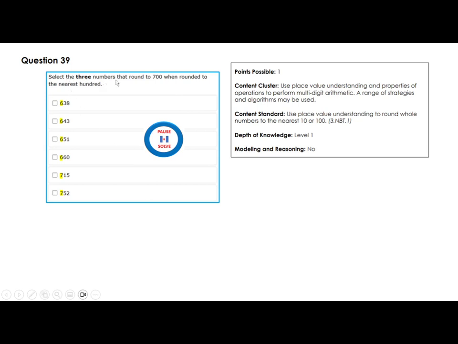Select 3 numbers that round to 700 when rounded to the nearest 100. So this is the nearest 100 right here. I'm rounding to this position here. I look at the 3 here. 3 is less than 5, right? Therefore, if I round this to the nearest 100, this will give me 600, will not give me 700. So that's not a good answer. This one here is going to give me again 600.